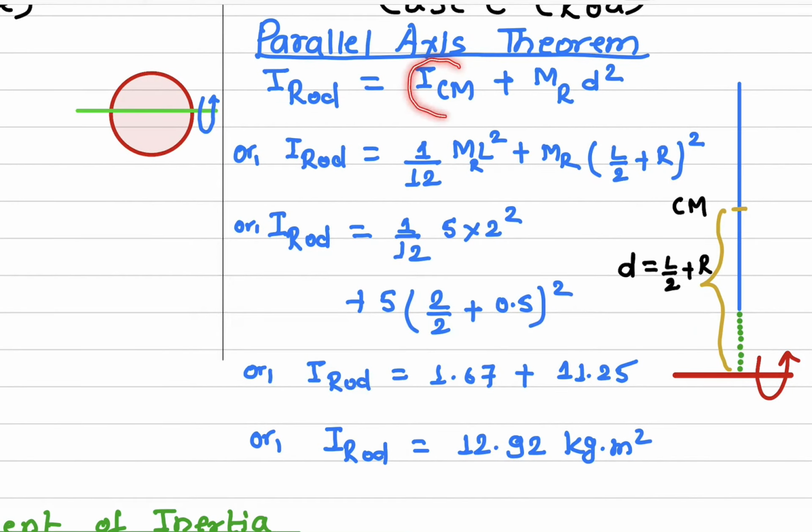The moment of inertia of a homogeneous rod through its center of mass is 1/12 m_r L squared. You have to keep this in mind. You have to memorize this one. And for this part, m_r, the d is L/2 plus r, squared. Plug in all the values. 1/12, the mass of the rod is 5, L is 2, m_r is again 5, L/2 is 2/2 plus r is 0.5. And if you do the math, what you get is 12.92.